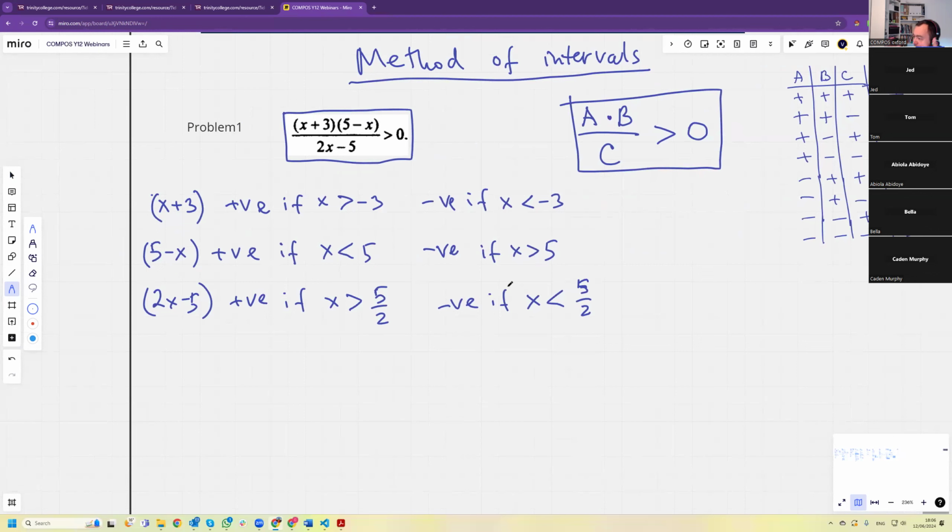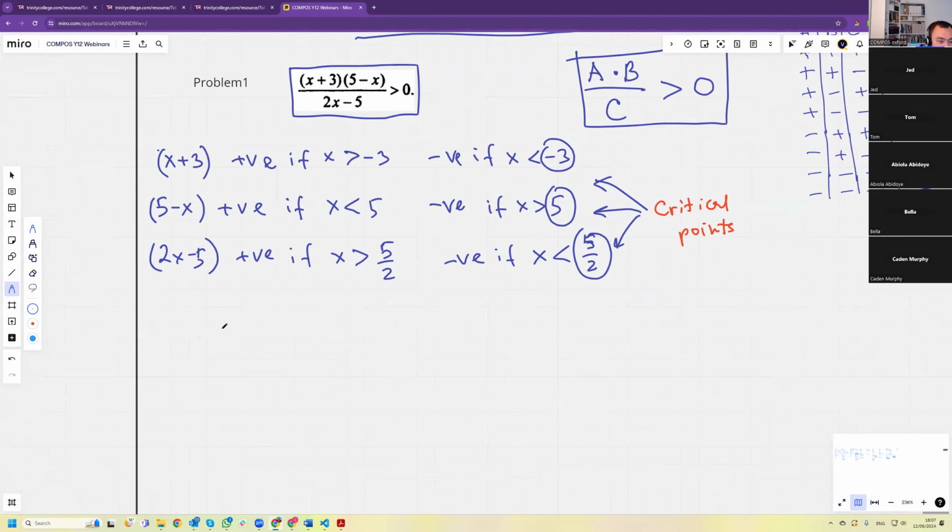So the bottom line is something interesting happens only at these 3 points: minus 3, 5, and 5 over 2. And these are known as the critical points. So the method of intervals has 3 steps. First, find the critical points.